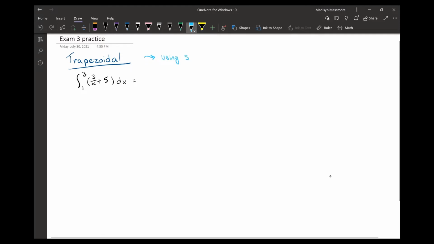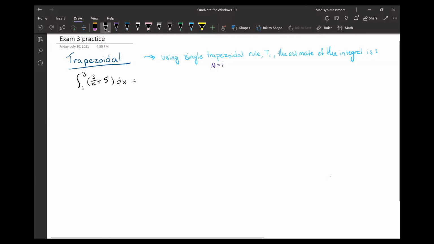Using single trapezoidal rule, T1, estimate the integral. Okay, so the light blue would be the question, basically, on how it's worded. So this means n equals 1.